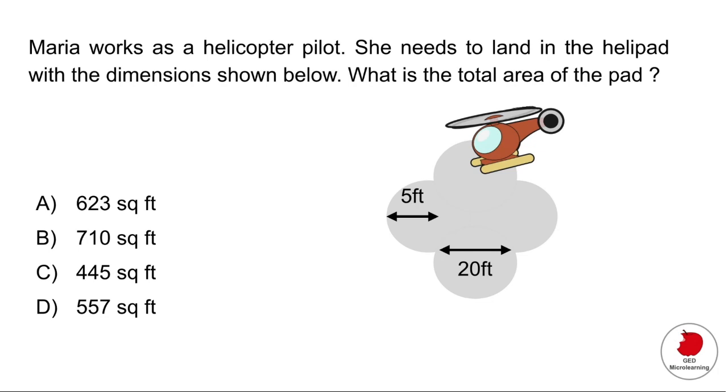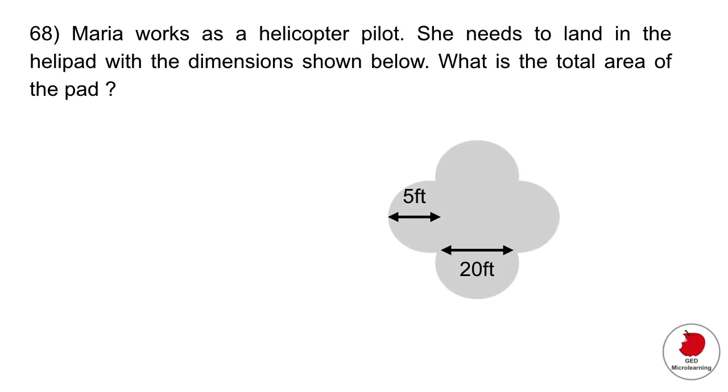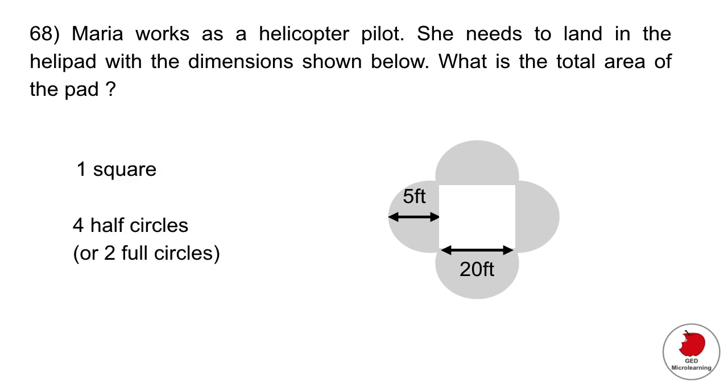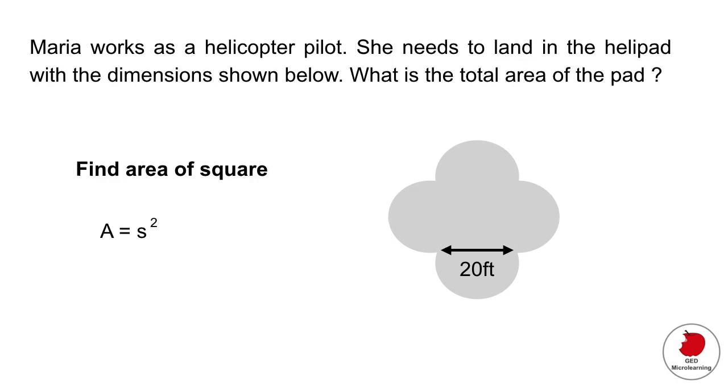Okay, this is a combined figure, and it means that underneath this mess, there's several figures. One of them is a square right there, okay? So we have one square, and we have 4 half circles or 2 full circles, if you like. So the first thing that you're going to do in order to find the total area of the pad is find the area of that square there in white. Okay, so the square, they all have the same sides, right? So 20 feet there, 20 feet there, 20 feet there, and there. So the area is going to be 20 squared, which is 400 for the square.